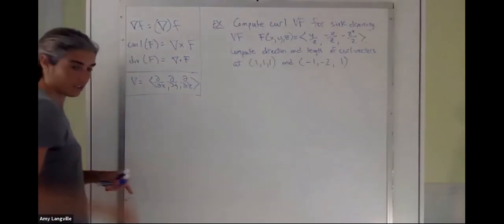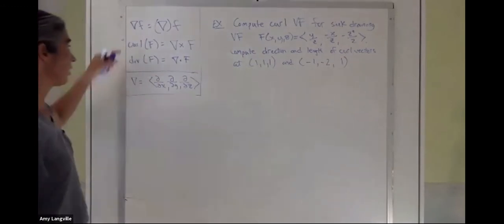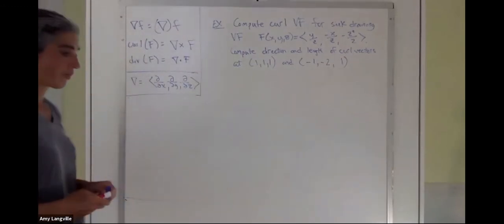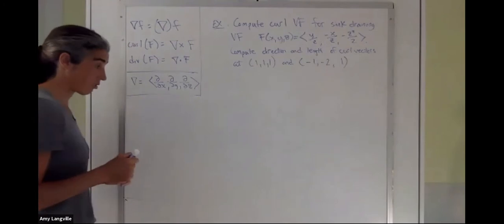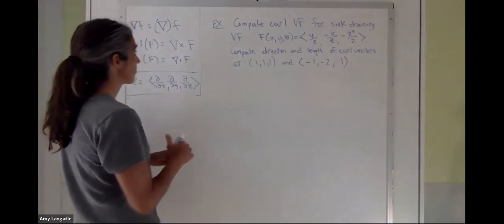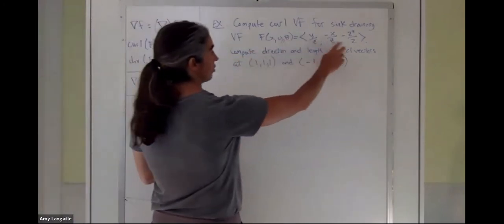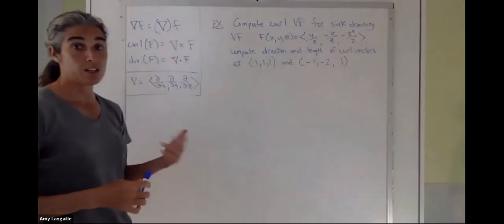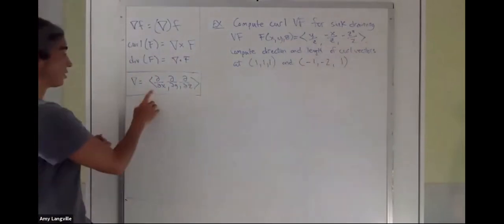Let's just start seeing what happens when we apply our definitions here for curl, and then we'll see what it means. So let's just crank away the computation first. We have a 3-dimensional vector, so we're going to need the 3-dimensional del operator, which is here.